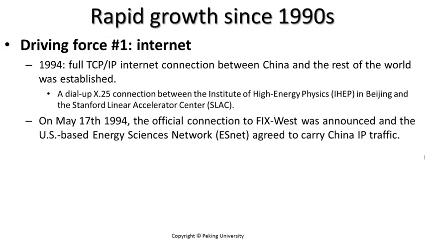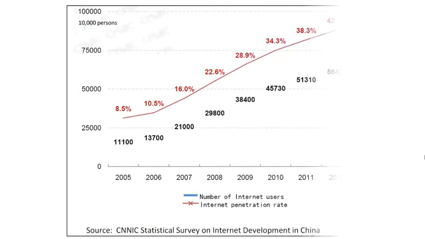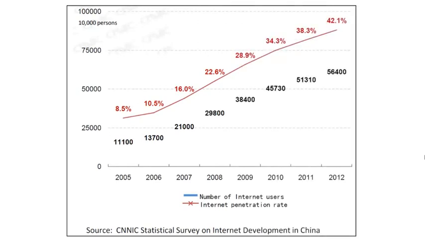In 1994, full TCP/IP Internet connection between China and the rest of the world was established, as a dial-up X.25 connection between the Institute of High Energy Physics in Beijing and the Stanford Linear Accelerator Center, SLAC. On May 17, 1994, the official connection to Fixed West was announced, and the US-based Energy Science Network, ESNet, agreed to carry China IP traffic. Since then, Internet in China had experienced extraordinary growth. According to China Internet Network Information Center, CNNIC, up to the end of 2012, there are 564 million Internet users in China.